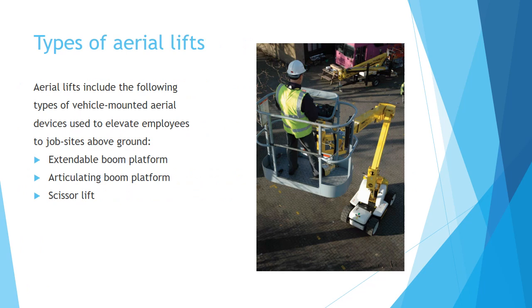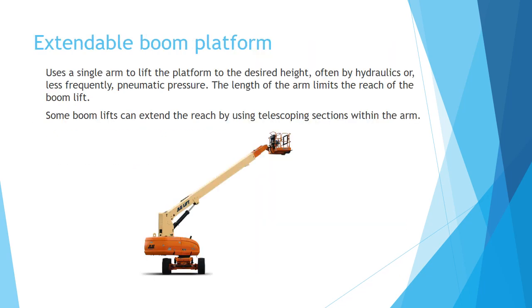Types of aerial lifts. Aerial lifts include the following types of vehicle-mounted aerial devices used to elevate employees to job sites above ground: an extendable boom platform, an articulating boom platform, and a scissor lift. Extendable boom platform. An extendable boom platform uses a single arm to lift the platform to the desired height, often by hydraulics or less frequently pneumatic pressure. The length of the arm limits the reach of the boom lift. Some boom lifts can extend the reach by telescoping sections within the arm.